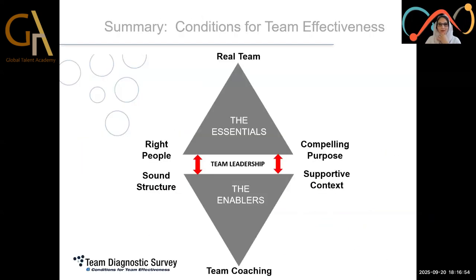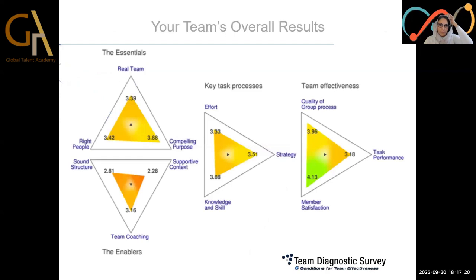And this is, of course, in between, there's the team leadership. And then what's the role of the team leader? The team leader acts as a support, making sure that the team is well designed and that the team is well coached. Sometimes the coaching happens by the leader, sometimes by the members, sometimes by an internal expert. So this is the assessment, the team diagnostic survey.